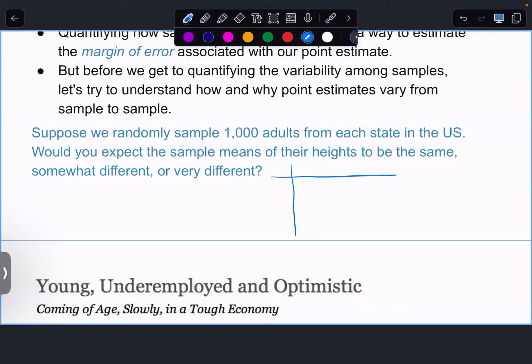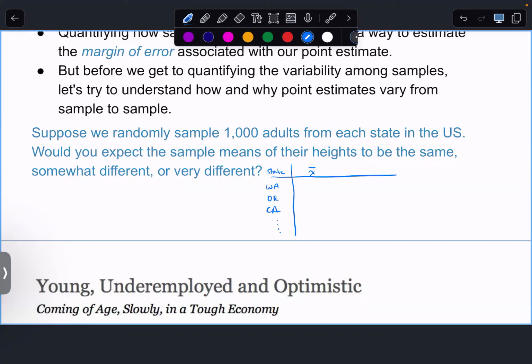I would have the state, and I would have the average height, x bar, right, a sample average. And so we might start up here, Washington, Oregon, Idaho. What is Idaho? ID? I'll go California. If you don't know it, just skip it.